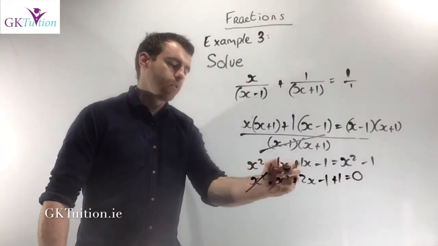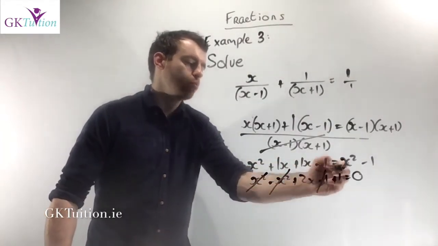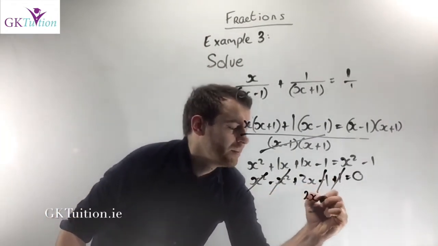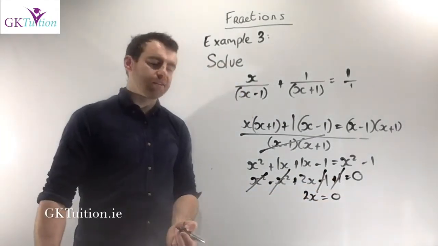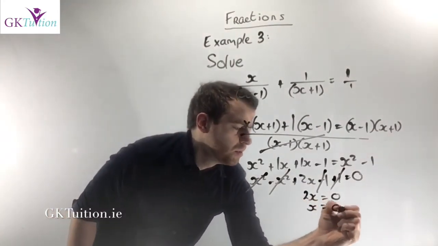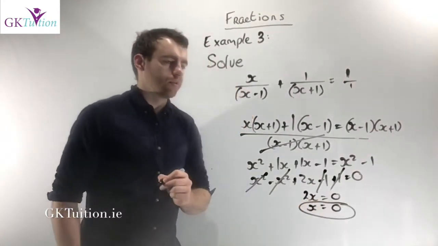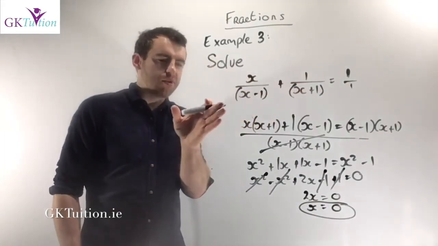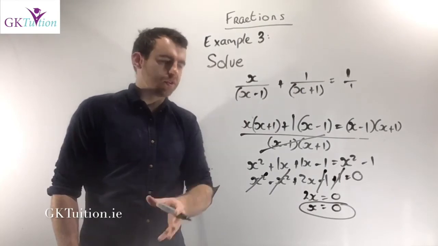I have plus x squared minus x squared. I have minus 1 plus 1. Which means that I'm actually just left with 2x equals 0. If 2x is equal to 0, then x must also be 0. I could just divide both sides by 2, and I just get x equals 0. So really, I just wanted to show you how we work through these kinds of questions.